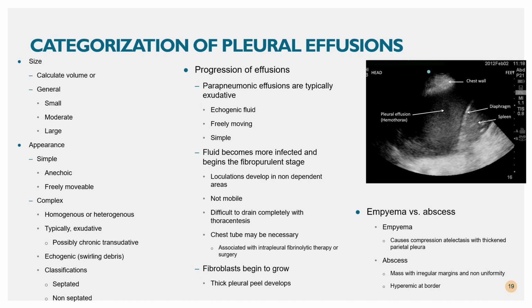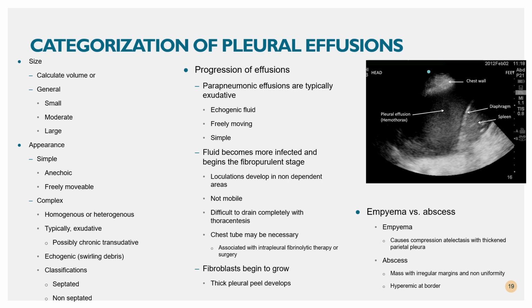When the fluid becomes more infective and it begins to have fibropurulent changes, so developing some scar tissue, more pus in the area, that's when we see loculations and septations start to develop. We lose some of the mobility of the lung field moving. We lose the mobility of watching that fluid move. And you know that as the practitioner, this is going to be a more complex, challenging effusion to drain. So in this case, a chest tube may be necessary, and it's also associated with intrapleural fibrinolytic therapy or surgery to help remove some of that scar tissue that's developing.